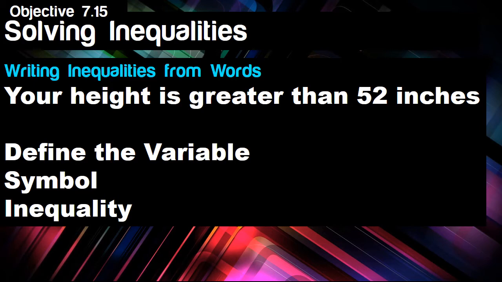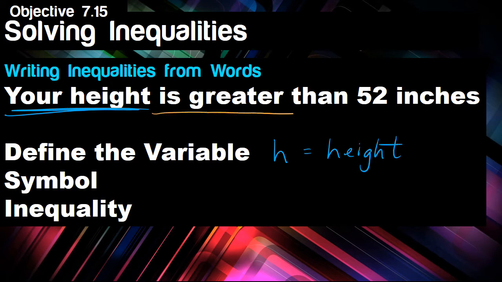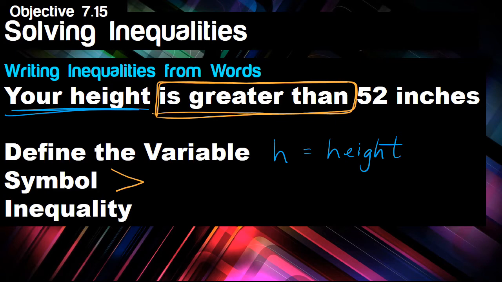So let's try this one. Your height is greater than 52 inches. So we're going to define the variable here is going to be H for height. Our symbol is, we're looking at this phrase right here. We're just breaking down this phrase, is greater than. So you guessed it, we're going to have our greater than symbol. And now let's put it all together. So we have H is greater than 52.